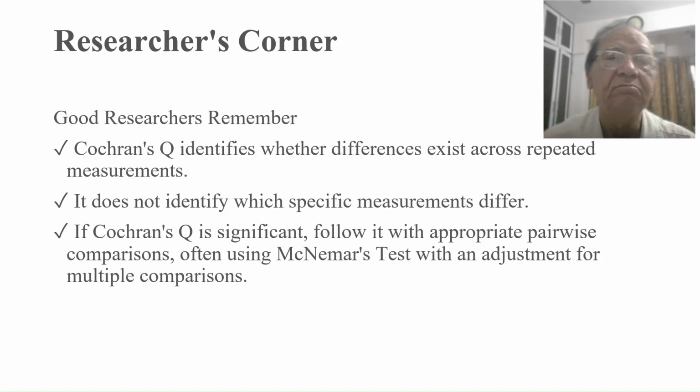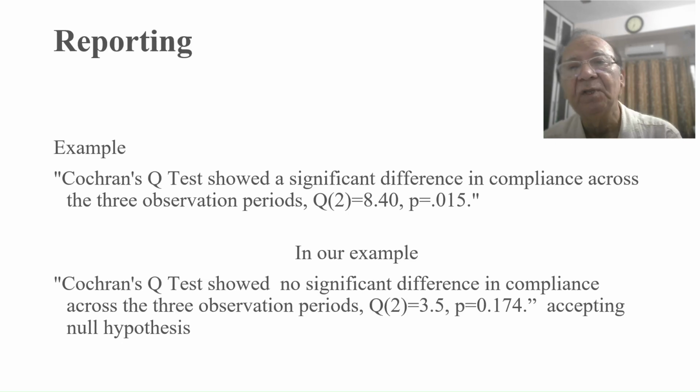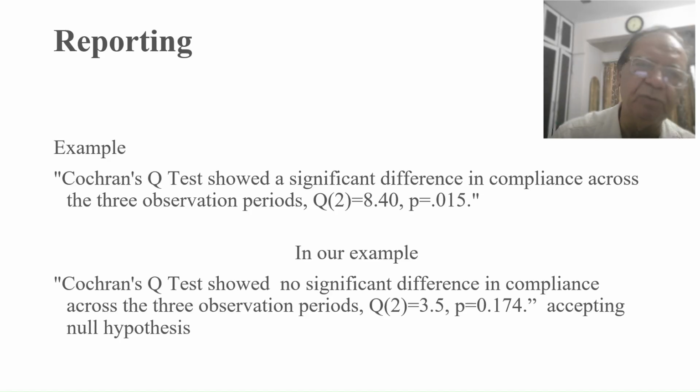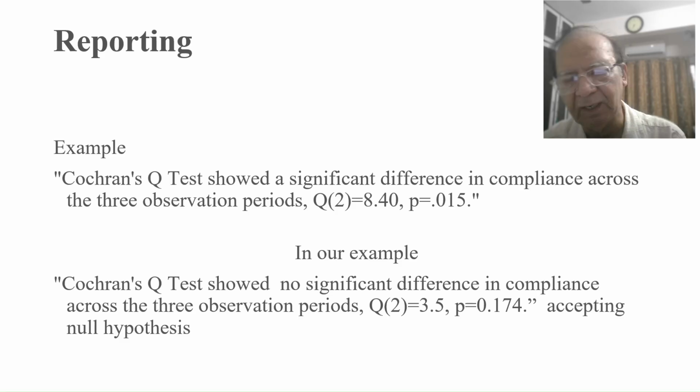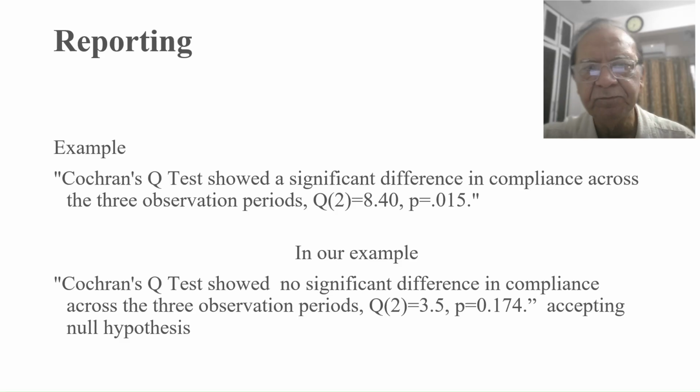Cochran's Q tells us that a difference exists somewhere among the repeated measurements, but it does not tell us where the difference occurs. Therefore, if the overall test is significant, the next step is to perform pairwise McNemar tests with appropriate adjustments such as the Bonferroni correction to identify the specific occasions that differ. This is similar to performing post hoc tests after ANOVA or Kruskal-Wallis.